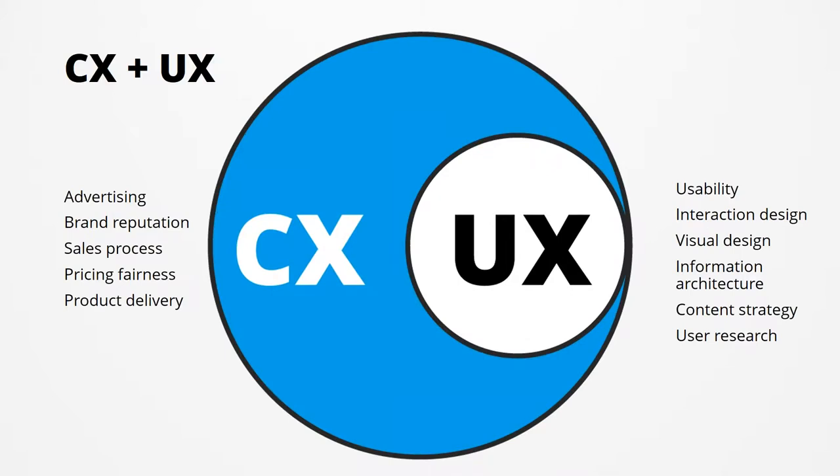But then what does that mean for user experience? So on the left we have consumer experience, the blue circle, and the things that you might notice in terms of consumer experience would be advertising, the brand's reputation, the sales process, pricing fairness, product delivery. It's all the things that are out in the world about the brand. On the user experience side, it tends to be more specific. So usually when we're talking about user experience, we're talking about usability, interaction design, visual design, information architecture, content strategy, and user research. A good user experience firm would cover all of those things in some fashion and not just the visual design.